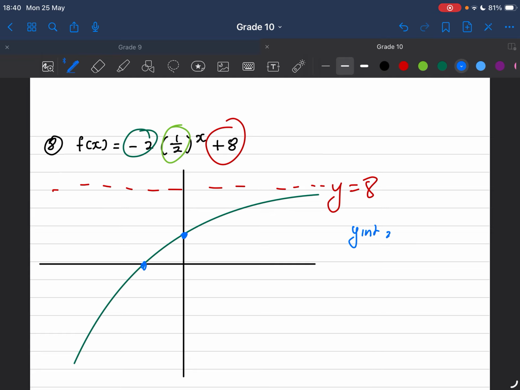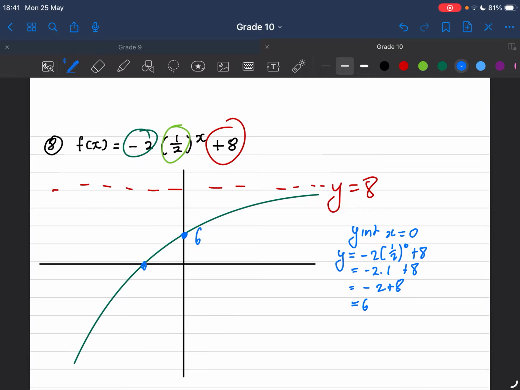So y-intercept, x equals 0. y equals minus 2 times a half to the power 0 plus 8. So that's going to equal negative 2 times 1 plus 8. So that's negative 2 plus 8, which is just 6. So my y-intercept should be at 6. Alright, that's fine. That's awesome.